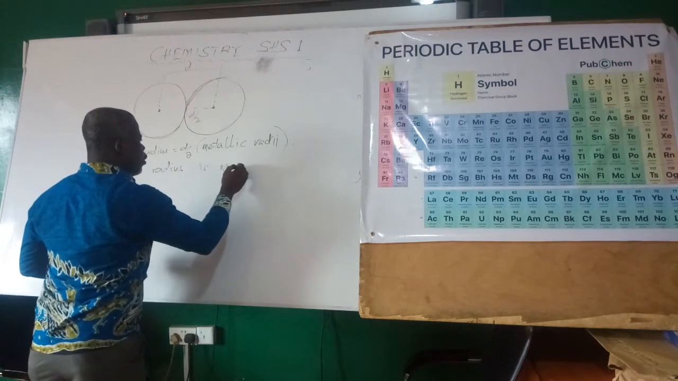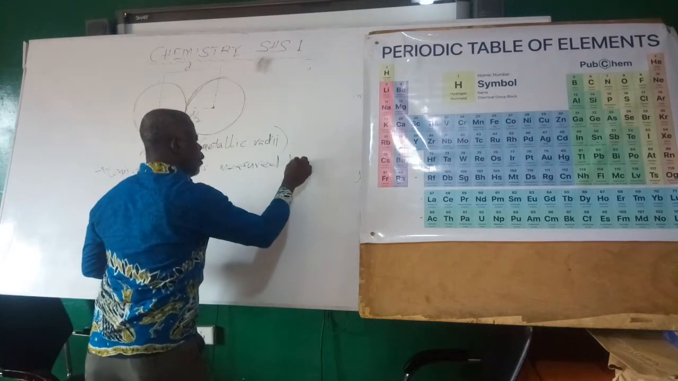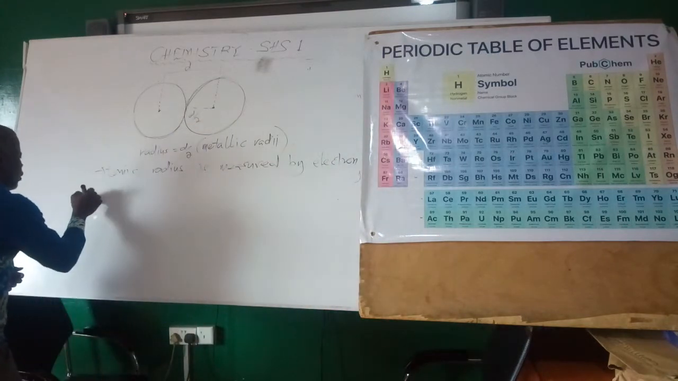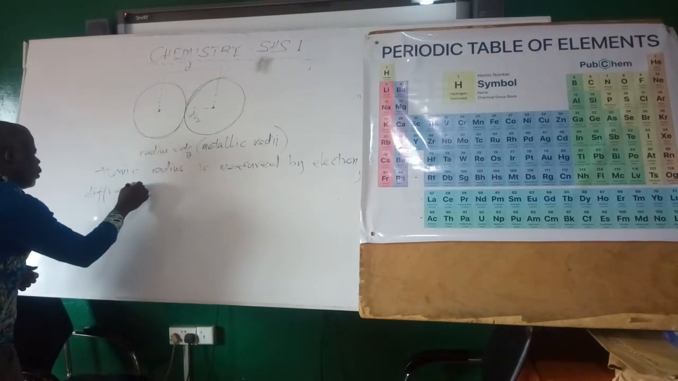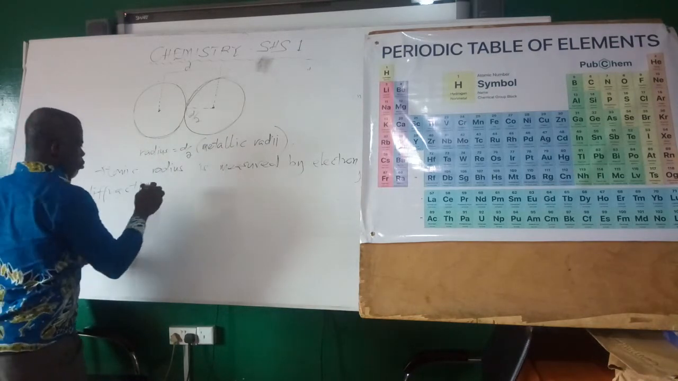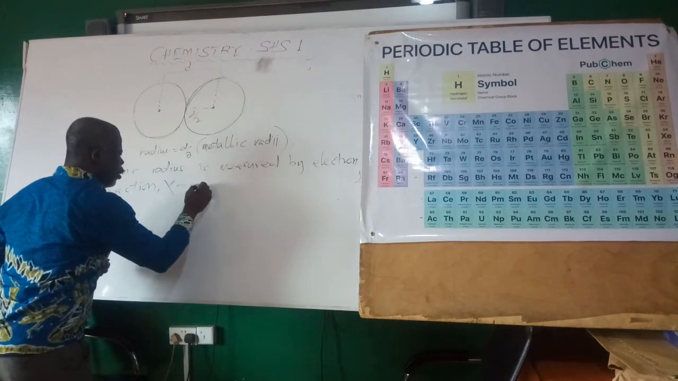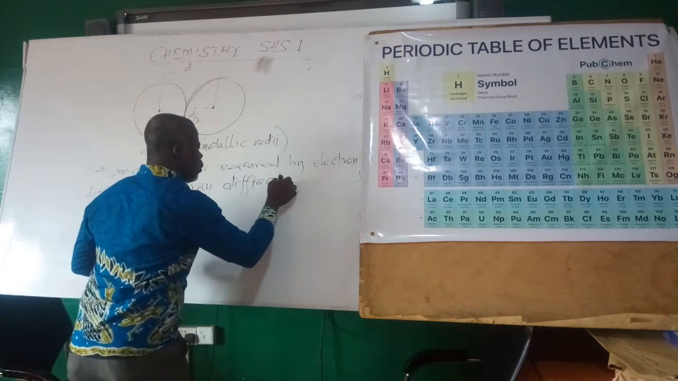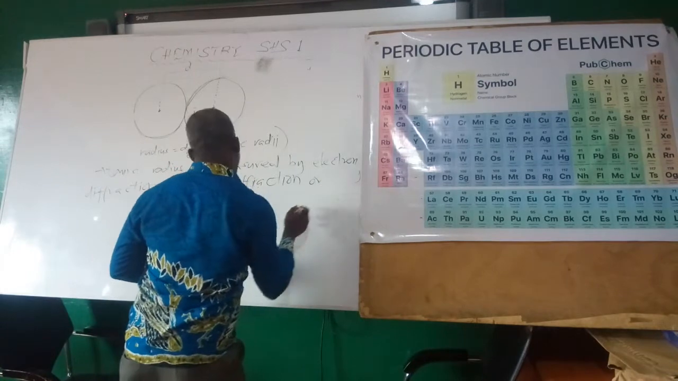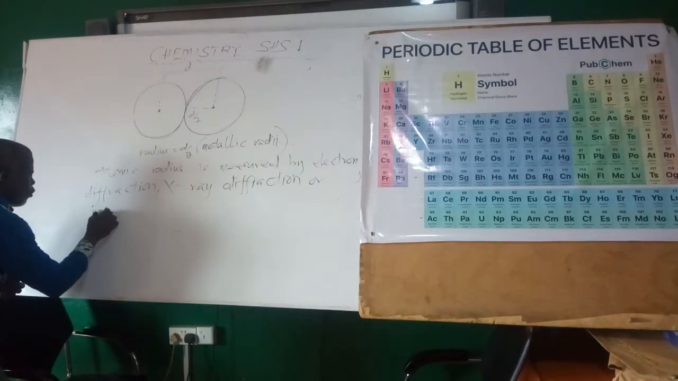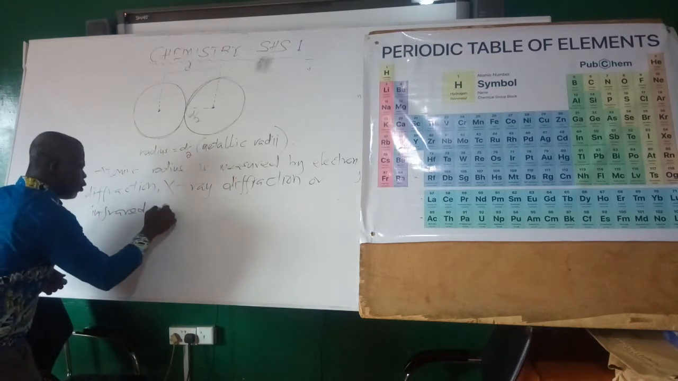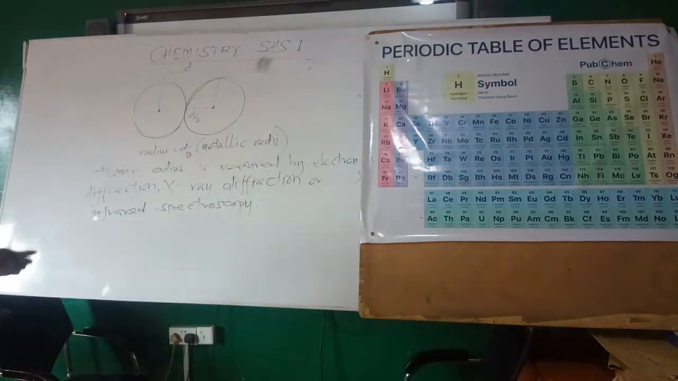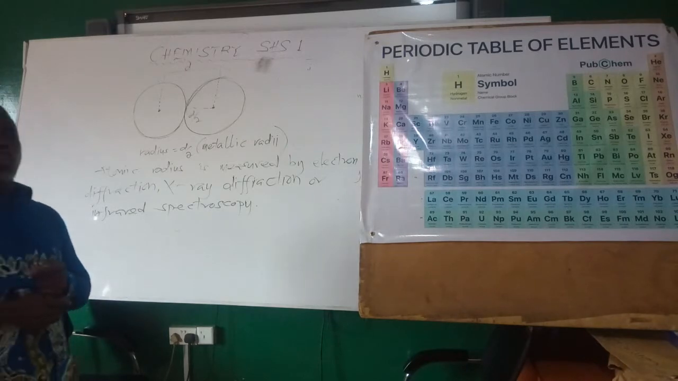So atomic radius is measured by electron diffraction, X-ray diffraction, or infrared spectroscopy. These are the means by which we measure atomic radius.